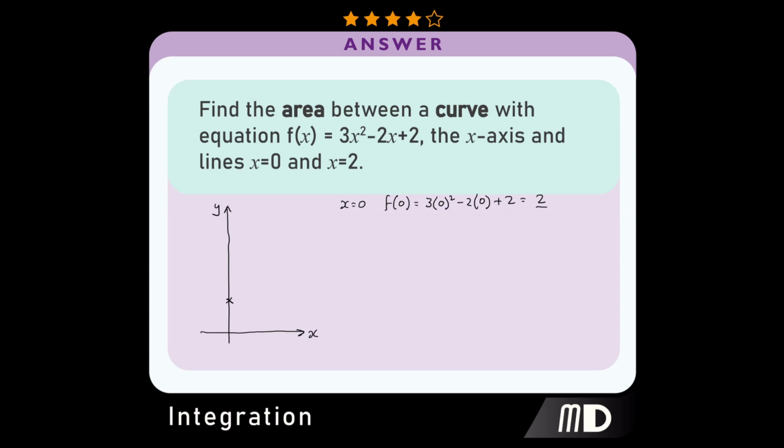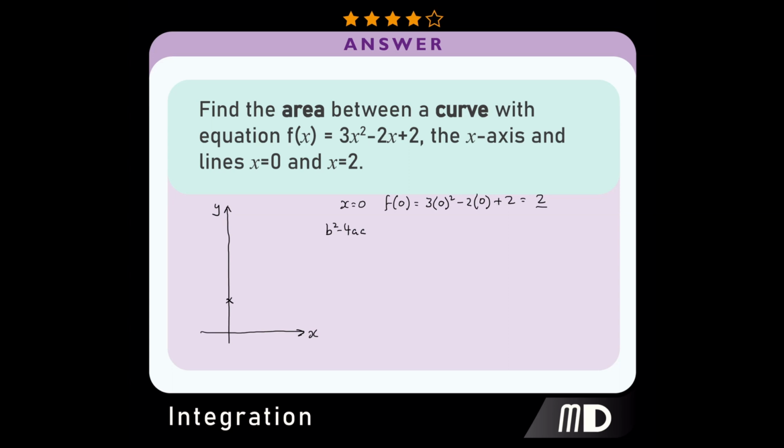Now to find whether this curve intercepts the x-axis, I'm going to use b squared minus 4ac. Now if b squared minus 4ac is equal to 0, less than 0, or greater than 0, we can identify some important information about the roots of this function. So let's go ahead and do that first.